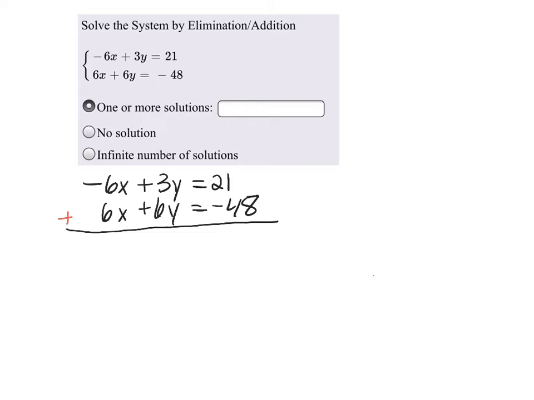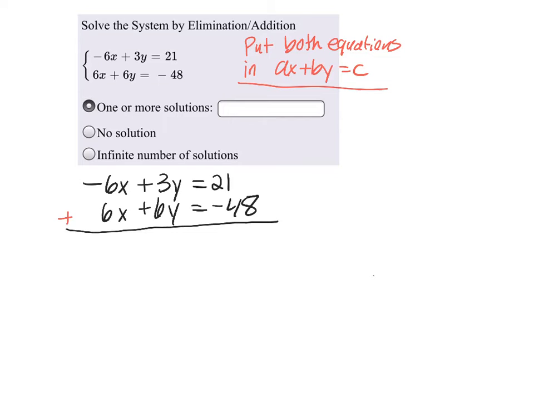Now, you add in a stack, so it's a good idea to put both equations in ax plus by equals c form. Now, you can use other forms if you like, but this is a good way to get them arranged in the same order so that it's easier to add them together, okay? Because we're going to add term by term.